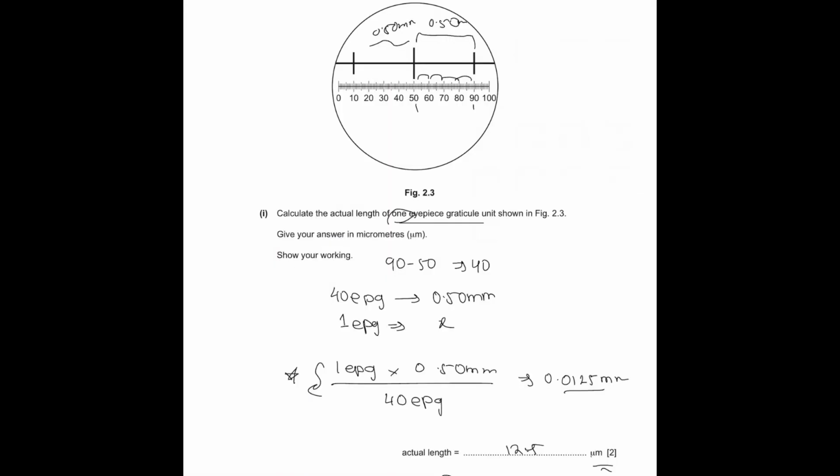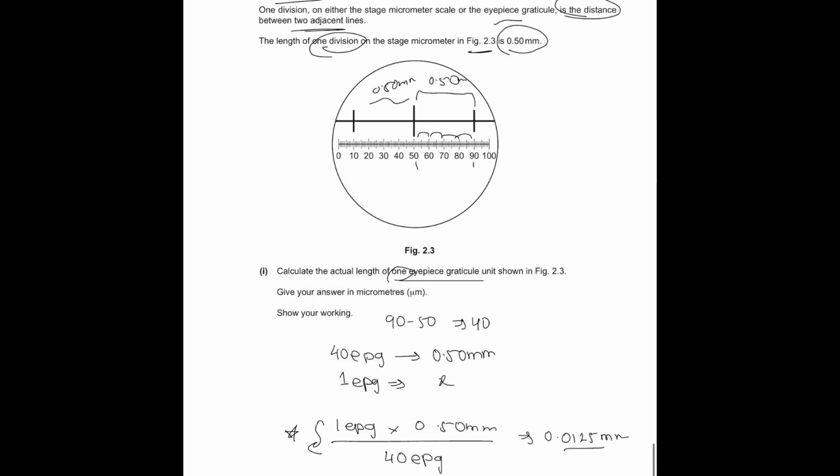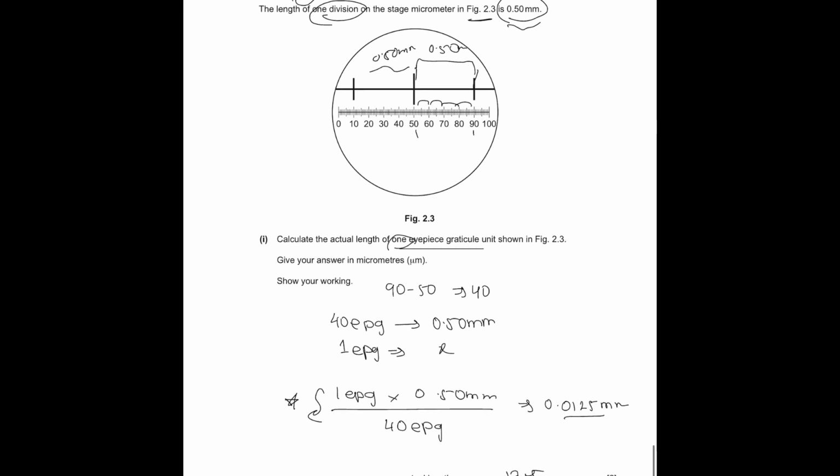Okay, so now it gave us part C. Figure 2.3 is a stage micrometer calibrated using an eyepiece graticule, and it's telling us that one division on either the stage micrometer scale or the eyepiece graticule is the distance between 2 adjacent lines. So the length of one division on the stage micrometer shown here is 0.50. So the distance between 2 adjacent lines is 0.50. Now it's asking us to calculate the actual length of one eyepiece graticule unit shown in figure 2.3.